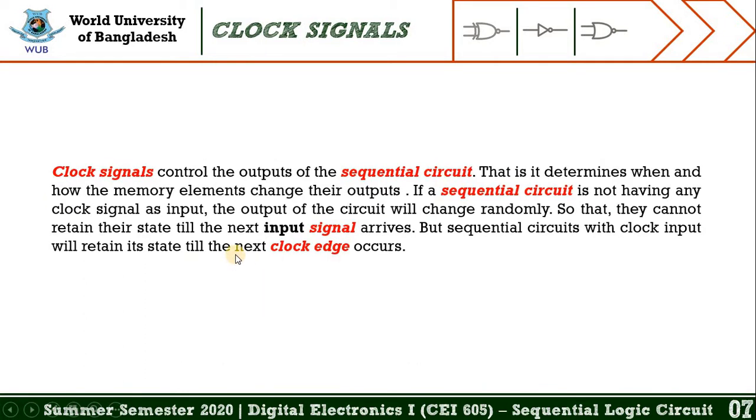Clock signals control the outputs of the sequential circuit. That is, they determine when and how the memory elements change their outputs. If a sequential circuit does not have any clock signal as input, the output of the circuit will change randomly, so that it cannot retain its state till the next input signal arrives. But sequential circuits with a clock input will retain their state till the next clock edge occurs.